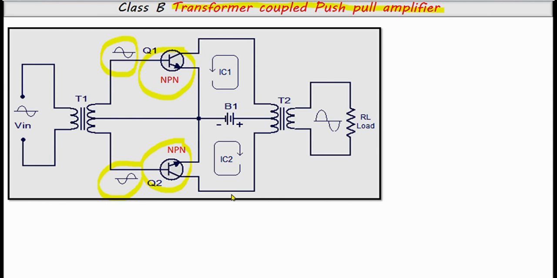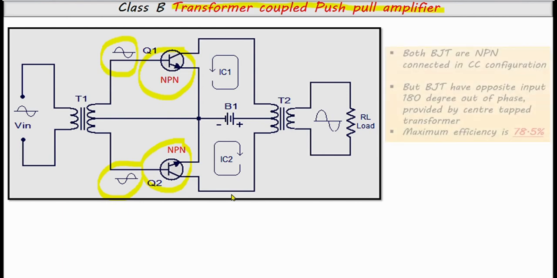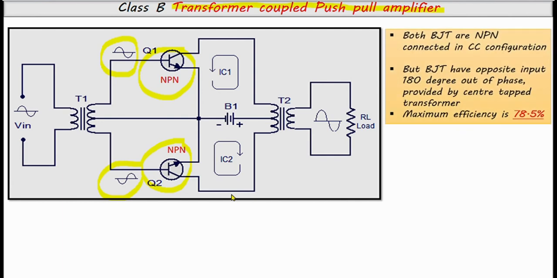For the first half cycle, the upper NPN BJT will work, and for the second half cycle the lower NPN BJT will work. Both BJTs are NPN and connected in common collector configuration. Here you can say that the output is at the common collector. But the BJTs need opposite inputs, 180 degrees out of phase, which is provided by the center tapped transformer. The advantage is we will get efficiency up to 78.5 percent.